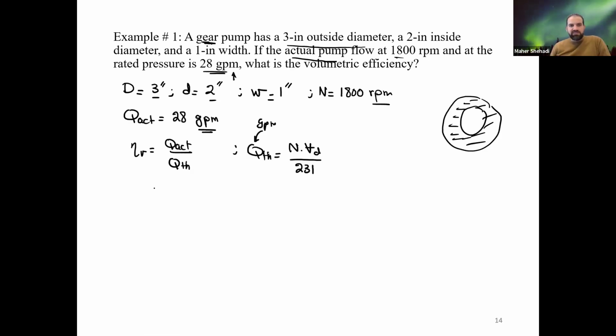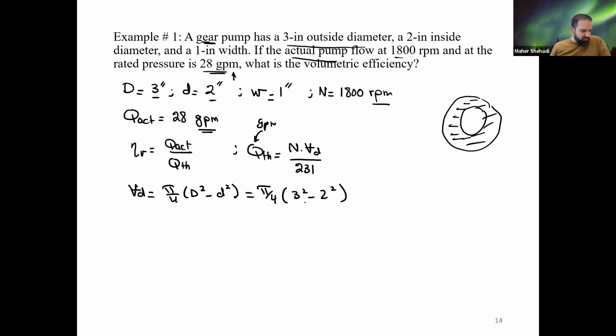So let's first find the displaced volume. It's pi over 4 times D outer squared minus D inner squared. So it's pi over 4 times 3 squared minus 2 squared, so 9 minus 4, 5 pi over 4, times the width, so times 1. It's not going to affect the answer if you forget that, but it is wrong, just in case the width is not 1. 3.93 cubic inches. Again, that's this hashed area.